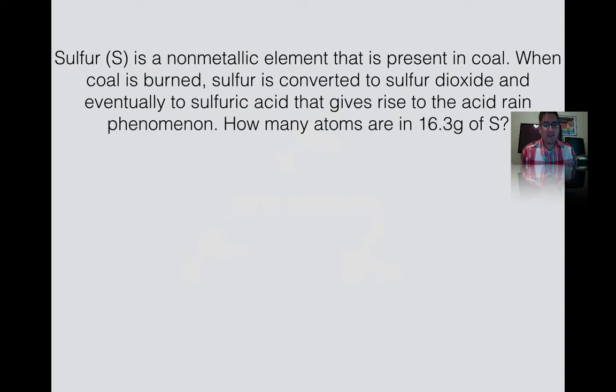Sulfur is a non-metallic element that is present in coal. When coal is burned, sulfur is converted to sulfur dioxide and eventually to sulfuric acid, and that gives rise to an acid rain phenomenon. How many atoms are in 16.35 grams of sulfur?